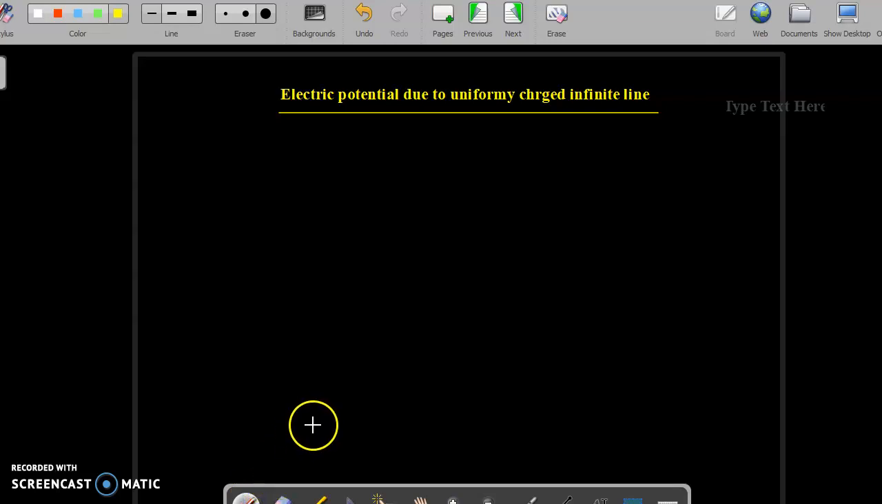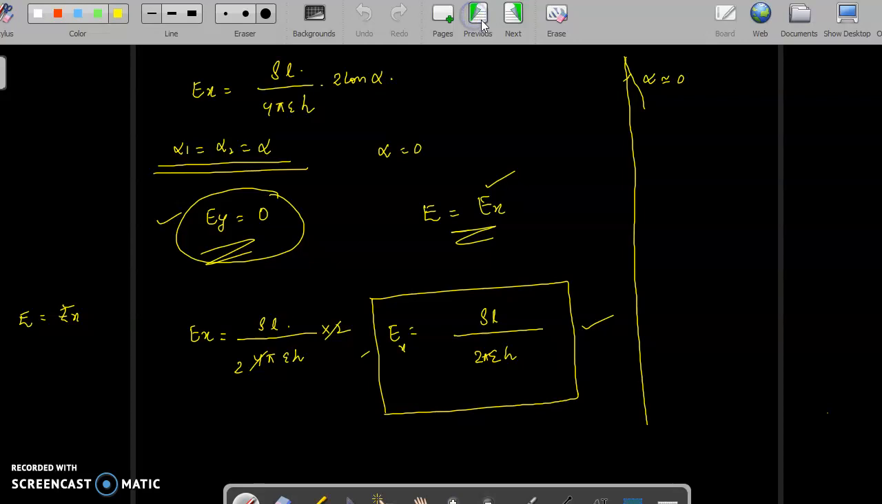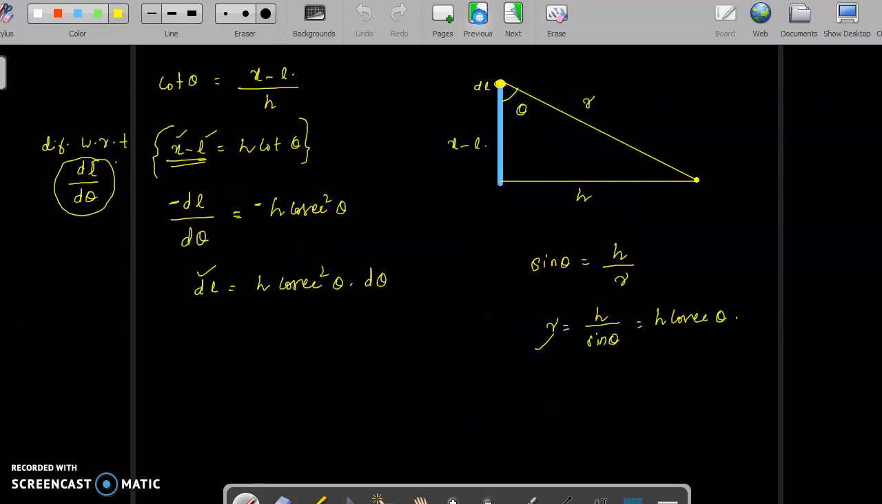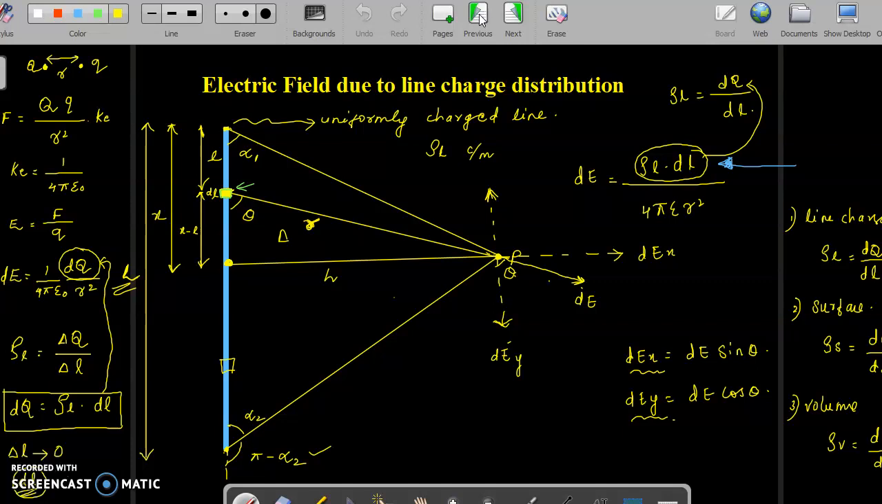So in this topic, we are going to find out what is the electric potential due to a uniformly charged infinite line. Earlier we found the electric field intensity due to the infinite charge distribution line. Here we can see a line which is uniformly charged. Its line charge density is rho L, and P is a point which is at a distance h from this line charge distribution. The electric field intensity has two components, a horizontal component and a vertical component.